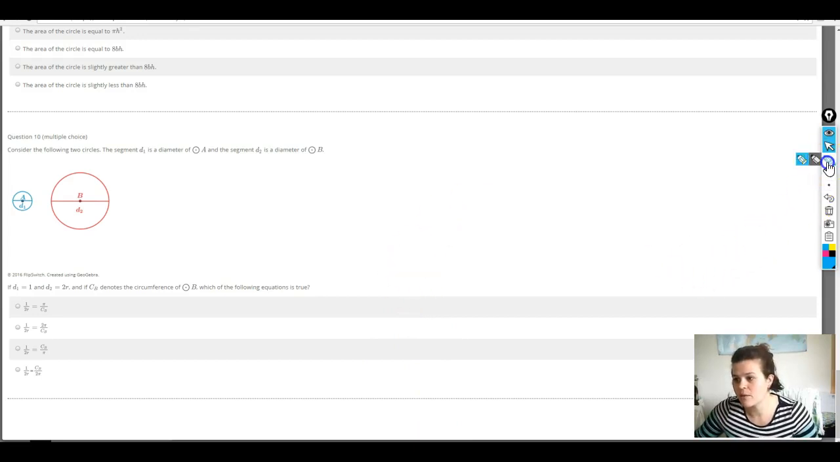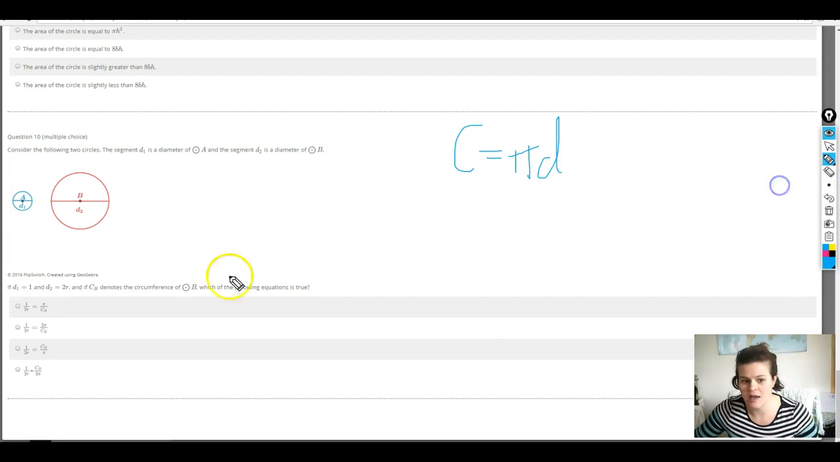And the way I remember circumference is by a little saying, cherry pies delicious. So circumference is equal to pi times the diameter. Since the diameter in circle A is 1 unit, we can say that the circumference for circle A is equal to pi times 1, and pi times 1 is equal to pi. So the circumference of circle A is equal to pi.